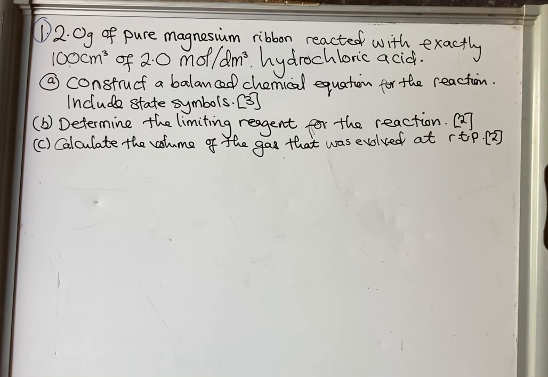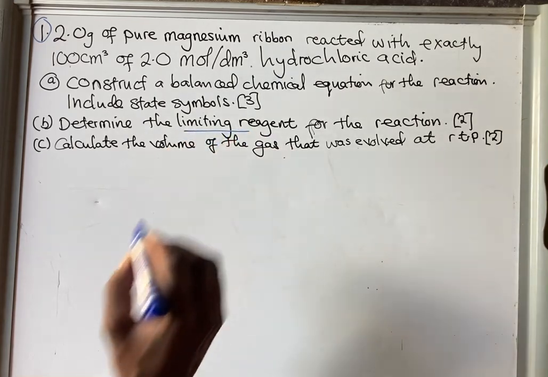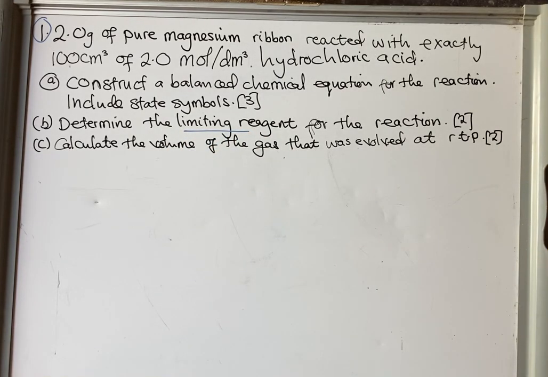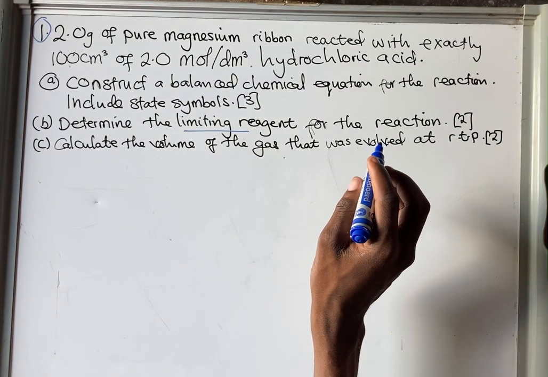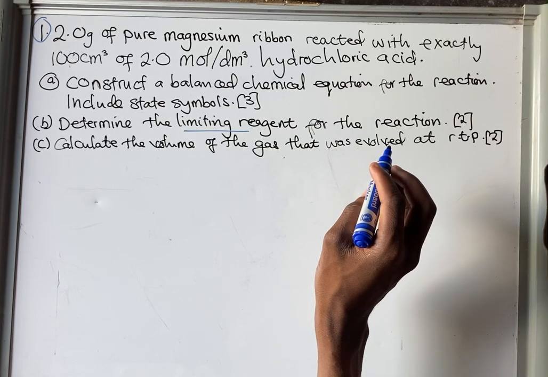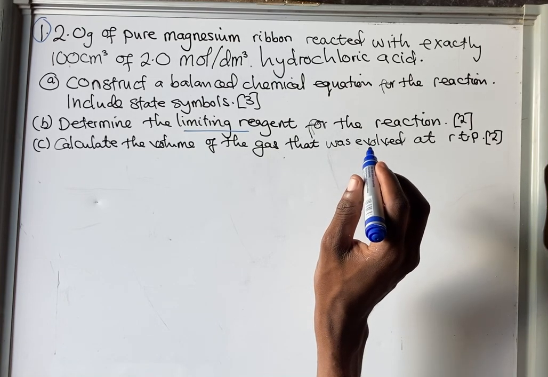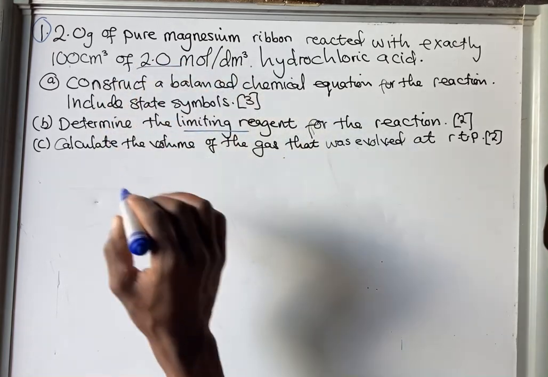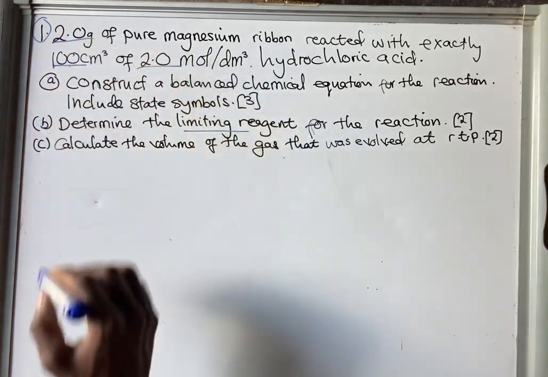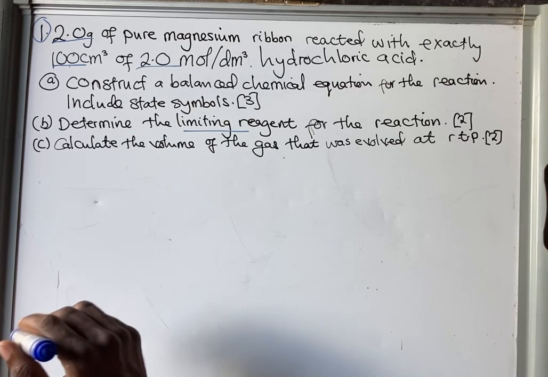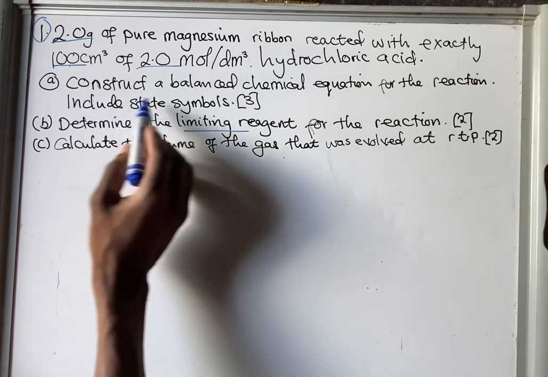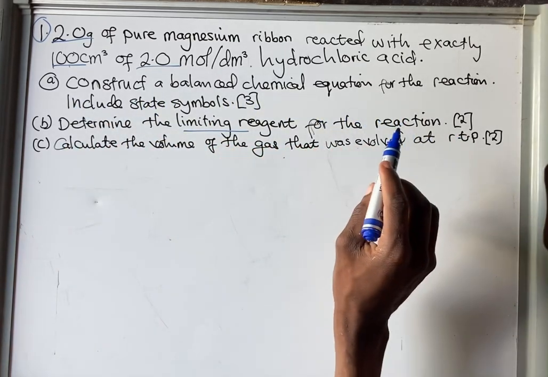In this video, I want us to solve a question in mole concept, which involves the calculation of number of moles, especially the limiting reagent. So the question reads, 2.0 grams of pure magnesium ribbon reacted with exact 300 cubic centimeters of 2.0 mole per decimeter cubed of hydrochloric acid. So the concentration is given, and the volume. We also have been given the mass of magnesium. Okay, so the first question A, construct a balanced chemical equation for the reaction.